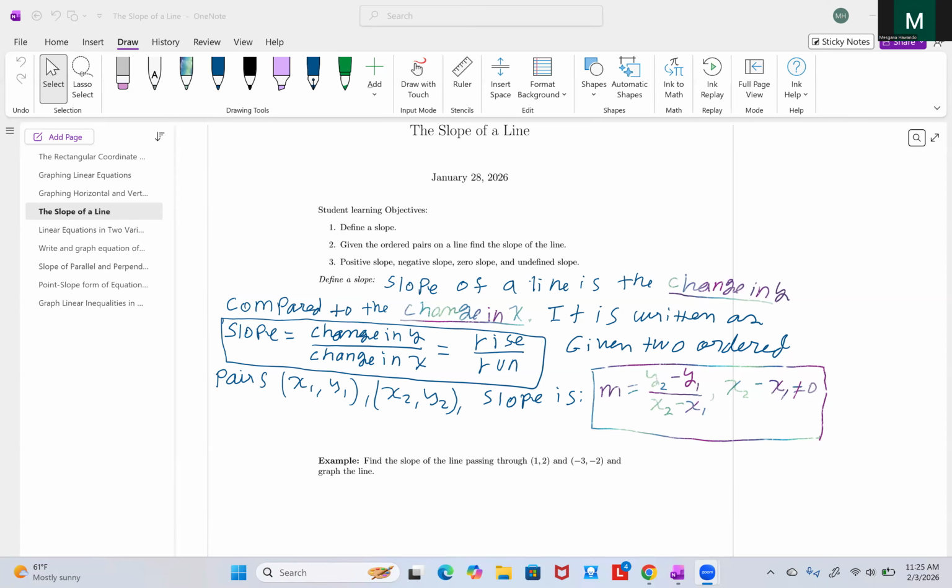The slope of a line. The student learning objectives are: define a slope. Given the ordered pairs on a line, find the slope of the line. Positive slope, negative slope, zero slope, and undefined slope.